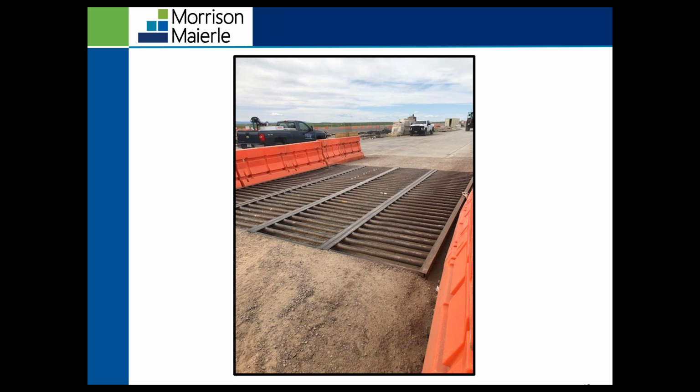So we want to make sure that we have some trackout devices at the entrance or exit of a construction site. This is a rumble strip right here. This is a BMP that reduces sediment from being tracked onto public roads. It's installed at site entrances. Some installation requirements are that it needs to be a minimum of 12 feet wide by 50 feet long and have a geotextile underneath it.